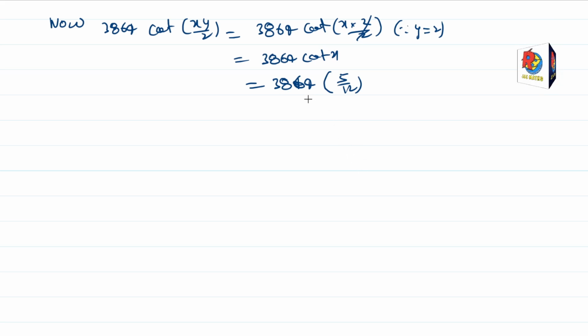So if you substitute that value, we need to cancel. If I cancel this, we can observe that 12 goes into 3864, 322 times, so it will be cancelled. Therefore 322 into 5. If I multiply this, 1610 is the answer.